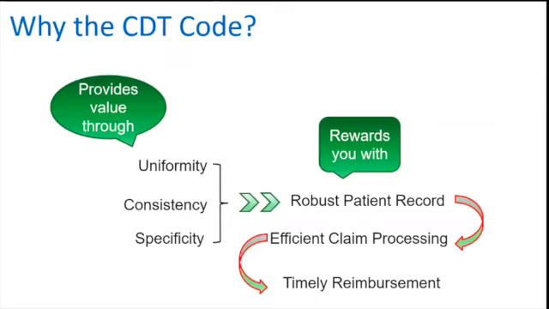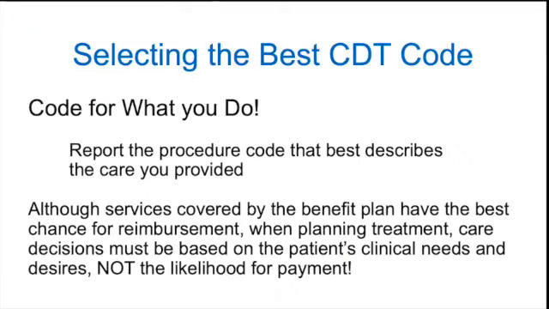So why do we have the CDT code? Well, the CDT code provides value through uniformity, consistency, and specificity that will reward you with the building of robust patient records, efficient claims processing, and timely reimbursement. So how do you go about selecting the proper code to use? Simply put, you follow the golden rule of coding. You code for what you do. Select the CDT code that best describes the care provided, regardless of anticipated coverage from third-party payers.